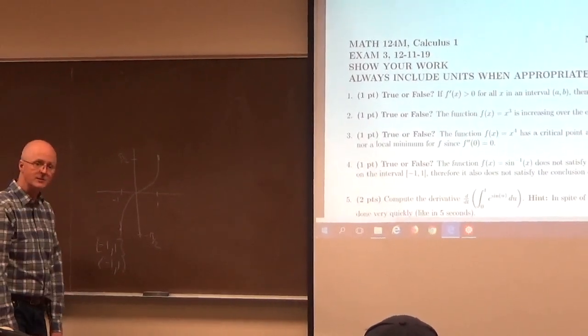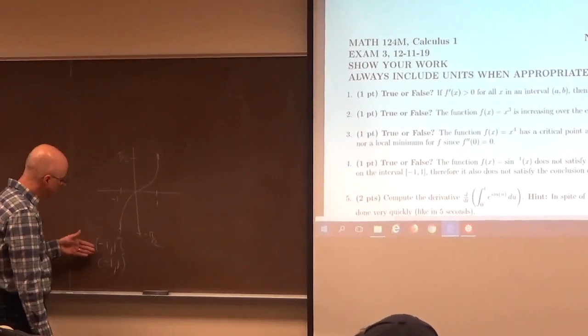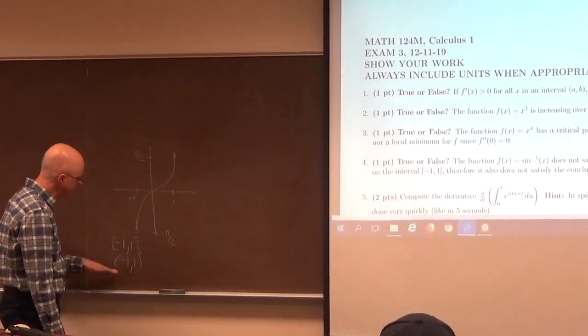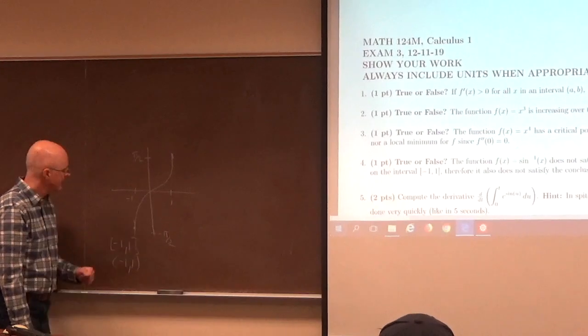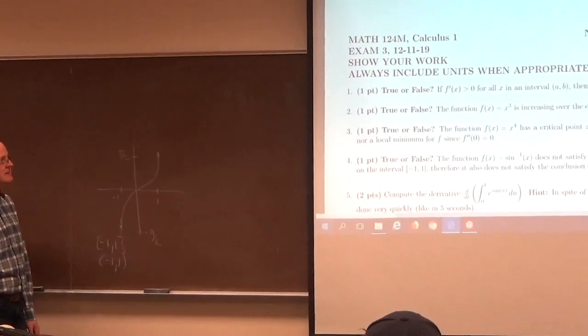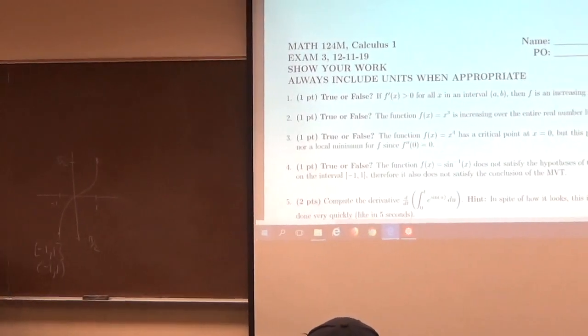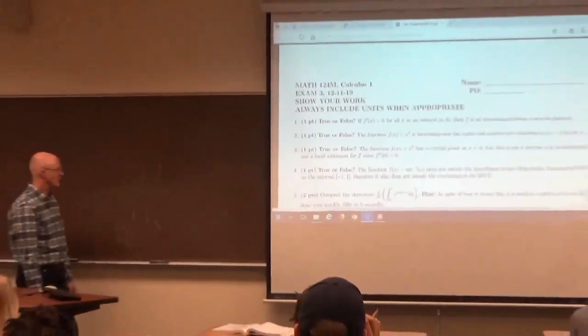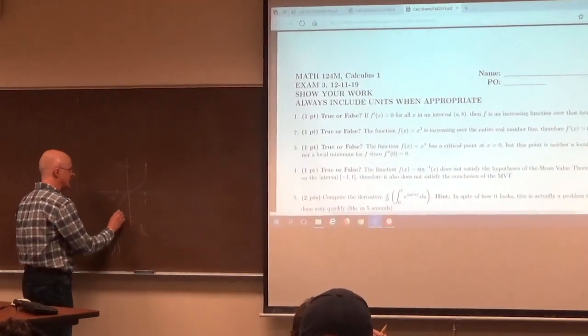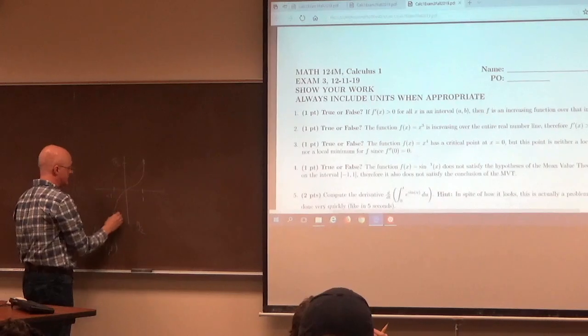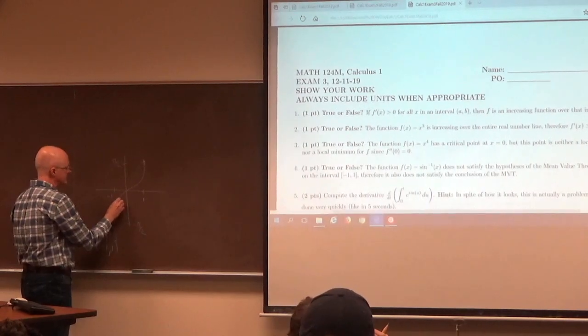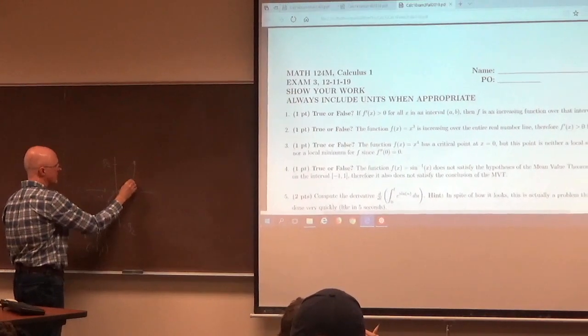So it fails to be differentiable at the endpoints. But it is differentiable on the open interval when you do not include the endpoints. Therefore, it does satisfy the hypotheses of the mean value theorem, and therefore it will also satisfy the conclusion. There will be at least one C where the slope of the tangent equals the slope of this secant line. In fact, there are two places, right about here and right about here.